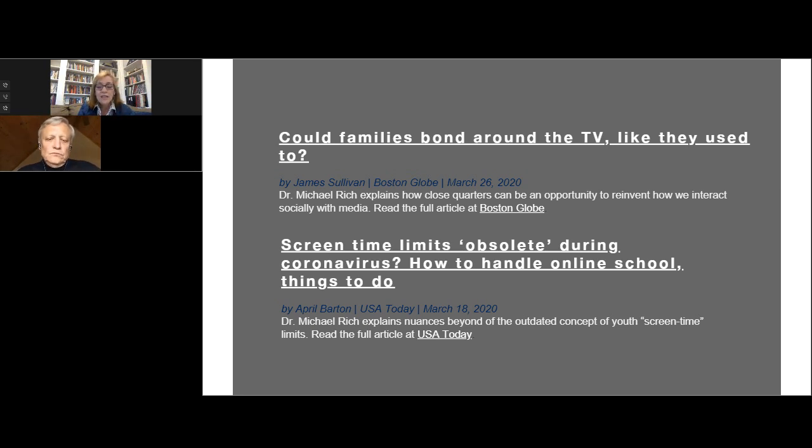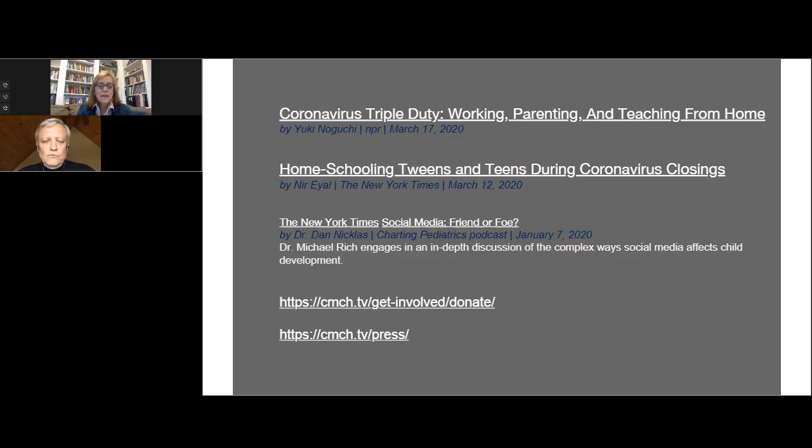And also some good guidance on screen time limits. What does that actually mean? Because it's obsolete, and you'll have to read the article to find out more, but it's very helpful. The coronavirus capability of working, parenting, teaching from home, more specific guidance. So anyway, I highly recommend it.